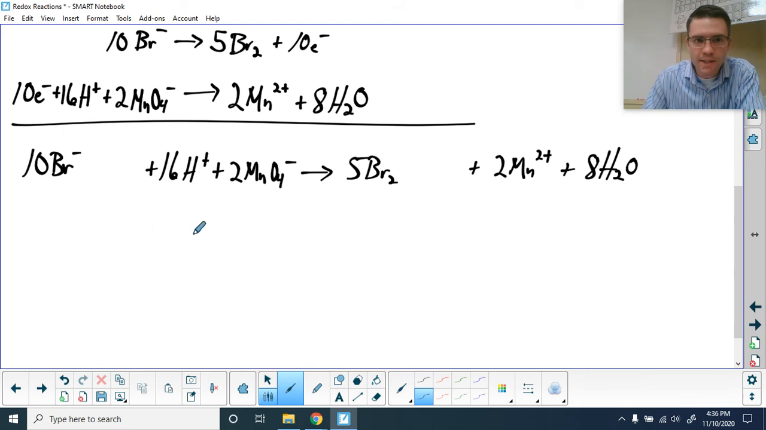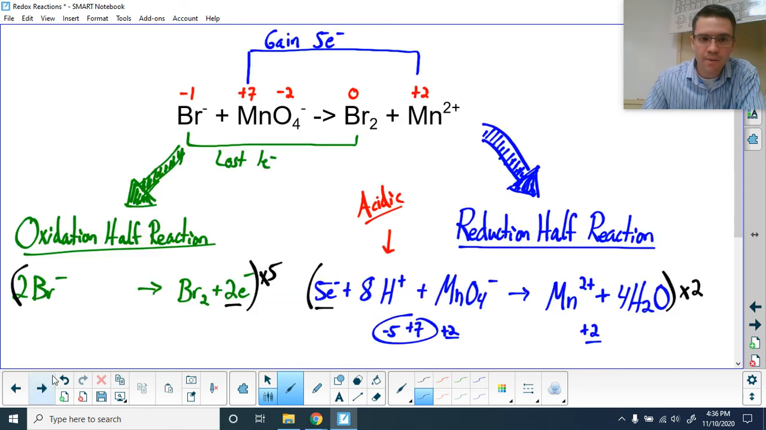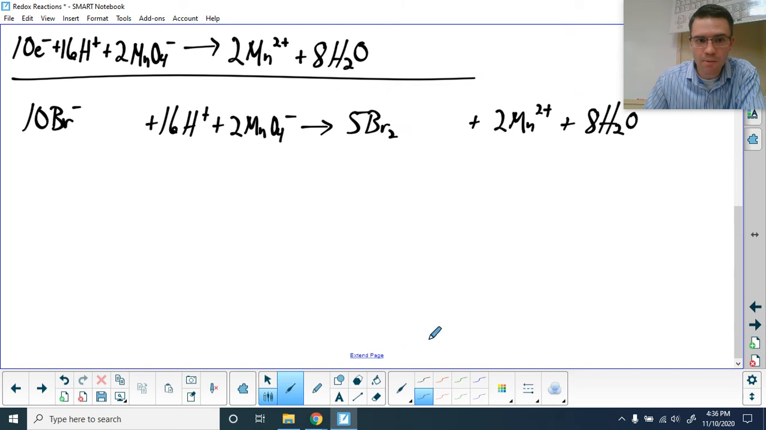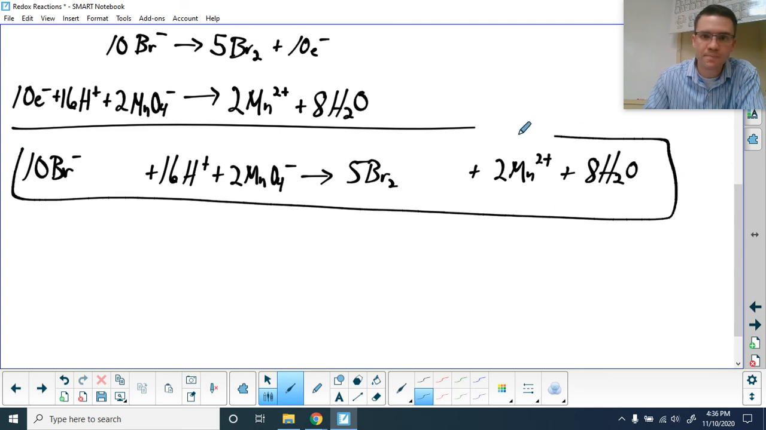And this is what we would expect to happen in solution for this chemical equation that we started with here. What's actually happening? Well, it's going to be taking in 16 of my acidic protons and combining them with my oxygens here when that electron transfers from my bromine, and I produce H2O. So this would be my balanced chemical equation in acidic solution.